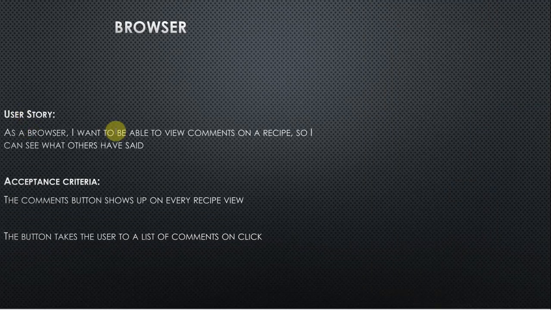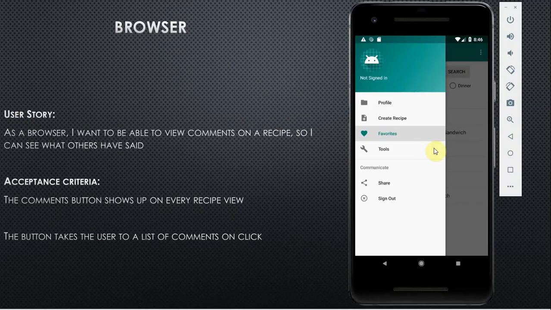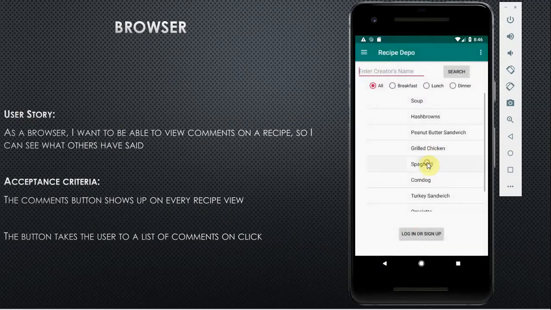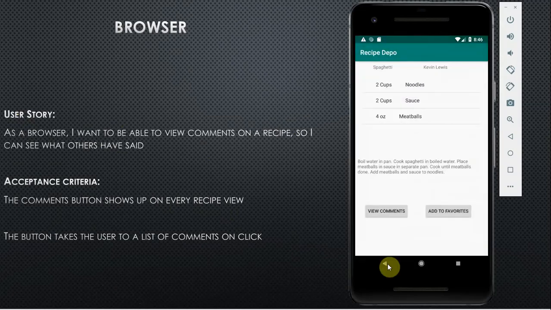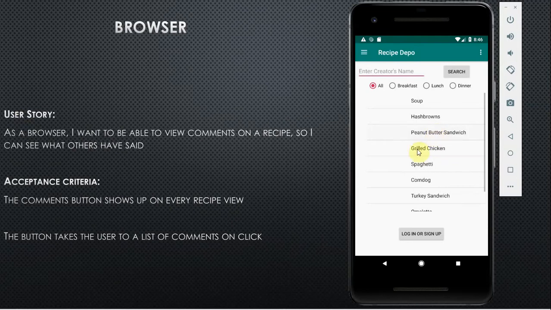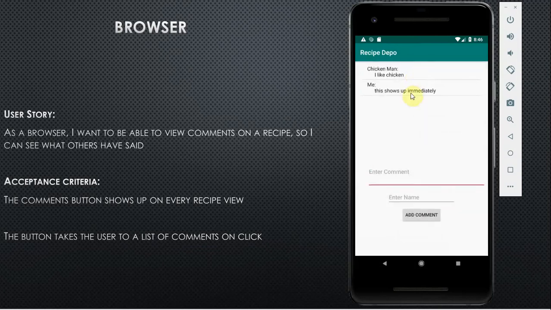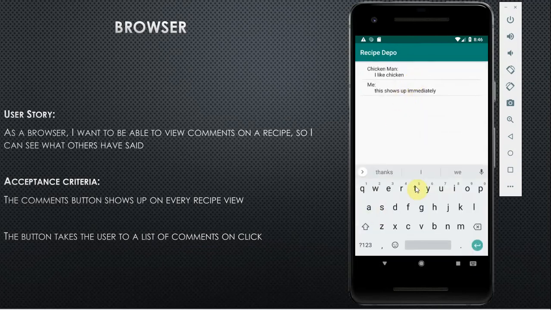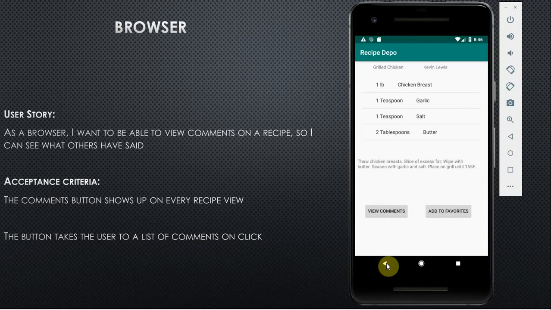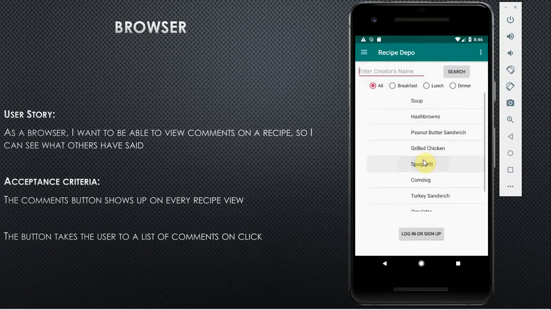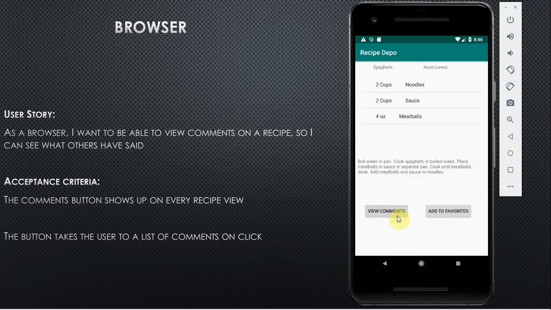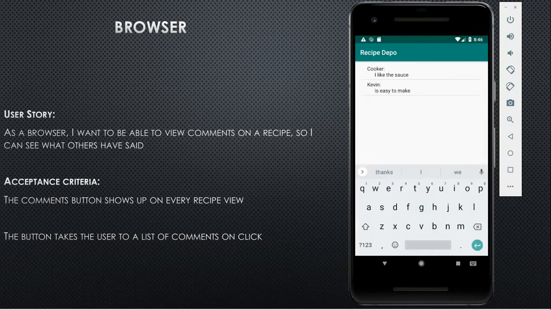As a browser, I want to be able to view comments on a recipe so I can see what others have said. So the comments button shows up on every recipe view, and the button takes the user to a list of comments on click. So let's go here, and we'll see we have a view comments. Check another couple recipes, we'll see we have a view comments. And if we click view comments, it takes us to a list of the comments. Let's try one more. And there's a list of the comments.